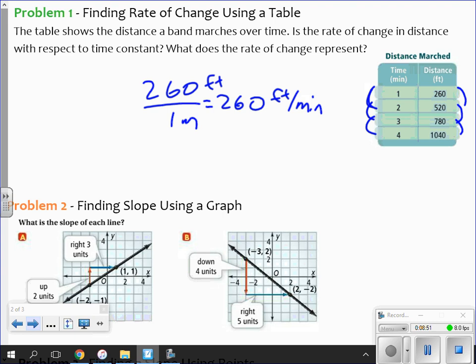Okay, your speedometer when you're driving in your car, your speed that you're going, that is a rate of change.